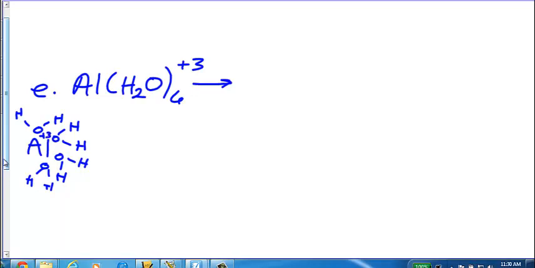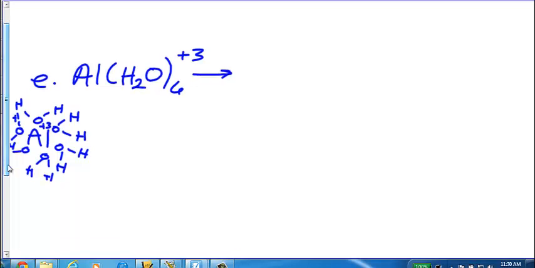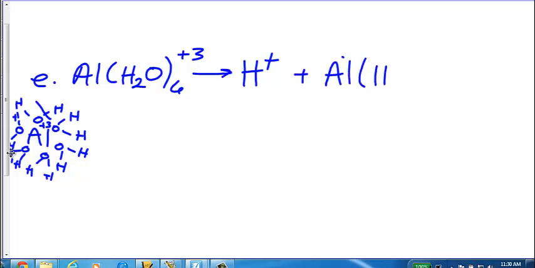So the aluminum ion is hydrated. What do I have? 4. I need 2 more. 5, 6. And what happens when this acts as an acid is one of these waters breaks apart into H plus and OH minus. So you're going to get your H plus coming from your water, and then what you'll be left with is Al(H2O)5, because now you only have 5 intact water molecules left, and the OH minus.